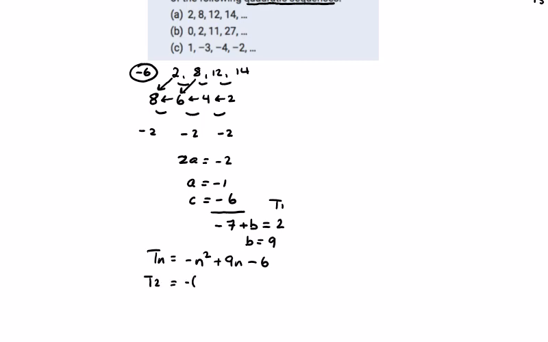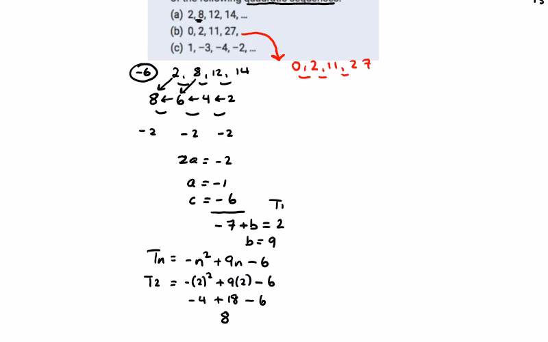It's going to be minus 2 squared plus 9 times 2 minus 6, so we're going to have minus 4 plus 18 minus 6, which is 18 minus 10, which is 8, and 8 is the second term. So you know you've done it correctly. Second one might be going a bit fast for you, but you can pause the video and practice them yourself. So 0 to 11, 27.